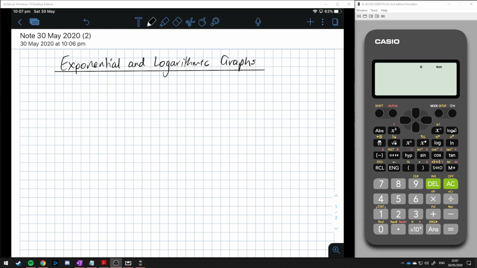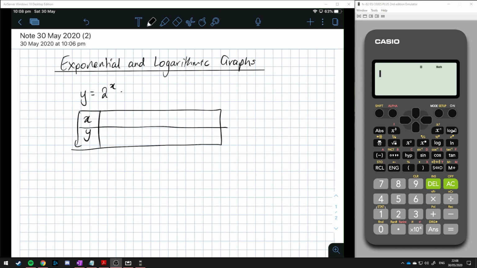So let's start off with the graph of y is equal to 2 to the power of x. Now, how do we graph this? Well, we can always graph it with a table of values, and I find that these are usually the easiest way to graph things like this. So we'll go from -2 to -1 to 0 to 1 to 2, down like this. And we're going to substitute these values in and see what we get.